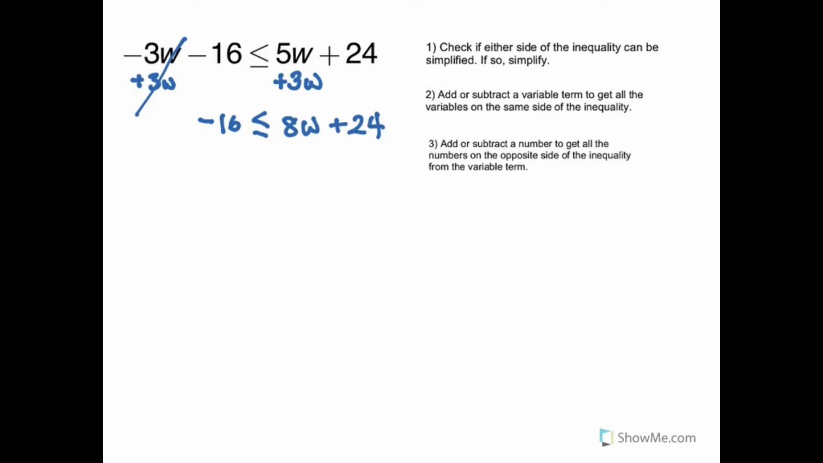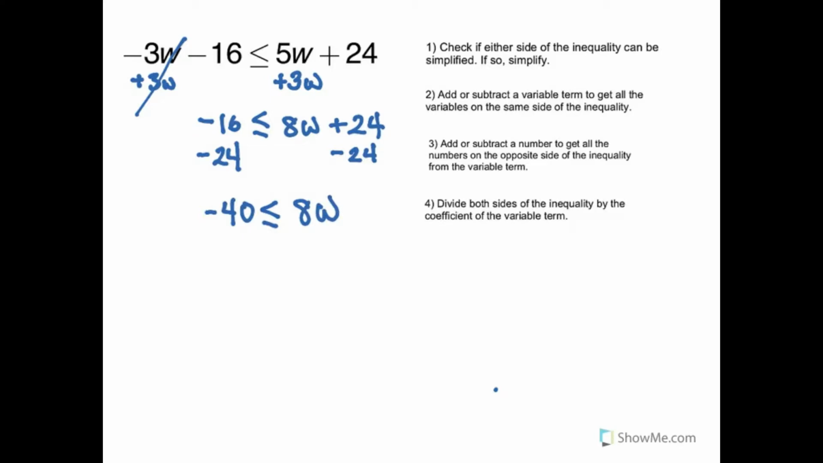Now we're going to collect the variable terms on one side of the inequality. I'm going to add 3w to each side, which gives me the new inequality negative 16 is less than or equal to 8w plus 24. Now we're going to get the numbers together on the opposite side of the inequality. So I'm going to subtract 24 from each side. My new inequality is negative 40 is less than or equal to 8w.